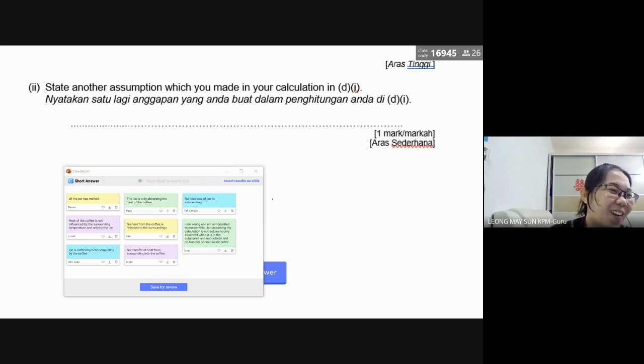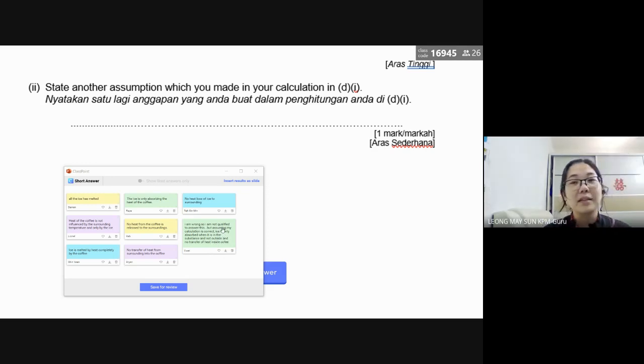Chongwei, why do you always have to do something like this? Assuming my calculation is correct, ice is only absorbed when it's in the substance and not outside, and no transfer of heat inside the coffee. Chongwei, I don't even know how to give you marks for this.